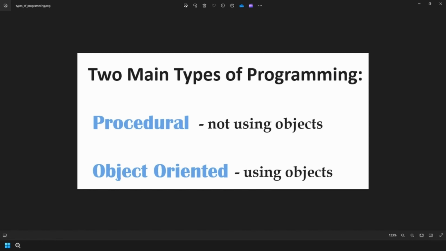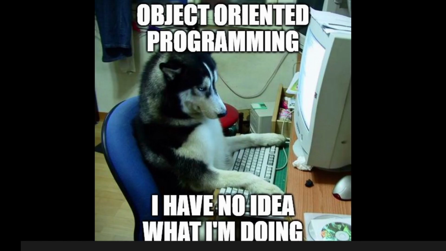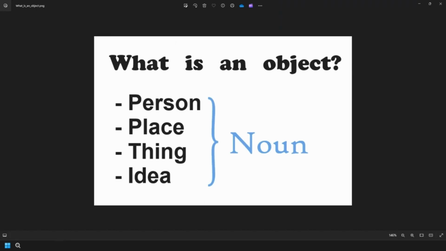However, Java was designed from its beginning, which was in the 1990s, to use objects. Objects are awesome. So you should always try to use objects because they usually make your program easier to understand. So what is an object? An object is a person, place, thing, or an idea. If this was an English class, I would define an object as a noun.